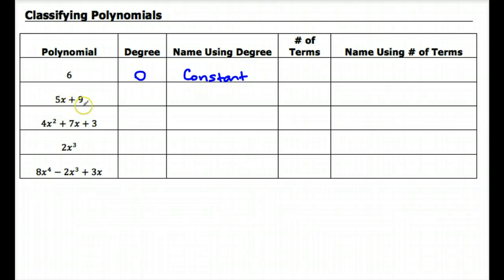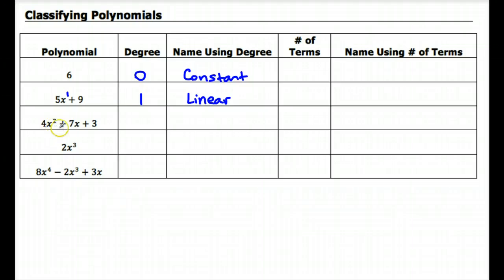5x plus 9, that's a polynomial, and its degree is 1, because the largest exponent on the variable there is an x to the first, which is 1. Polynomials with degree 1, we refer to them as linear polynomials, another word we've used before. Every time we graphed linear equations, those were always polynomial equations with largest exponent of 1. That's why we call them linear.